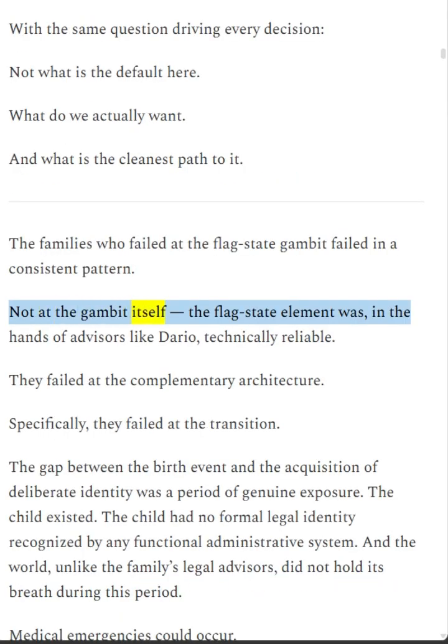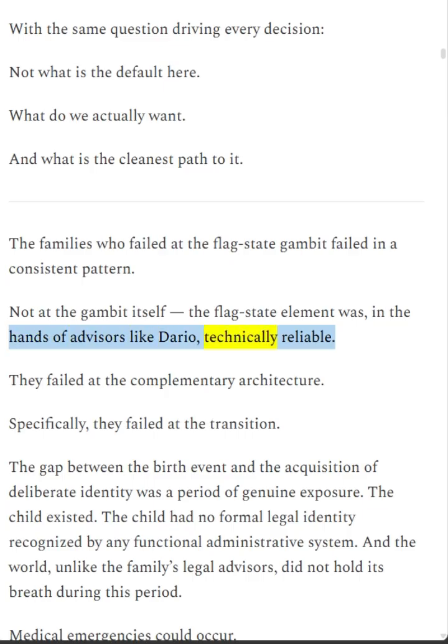Not at the gambit itself. The flag state element was, in the hands of advisors like DOWRY, technically reliable. They failed at the complementary architecture. Specifically, they failed at the transition. The gap between the birth event and the acquisition of deliberate identity was a period of genuine exposure.